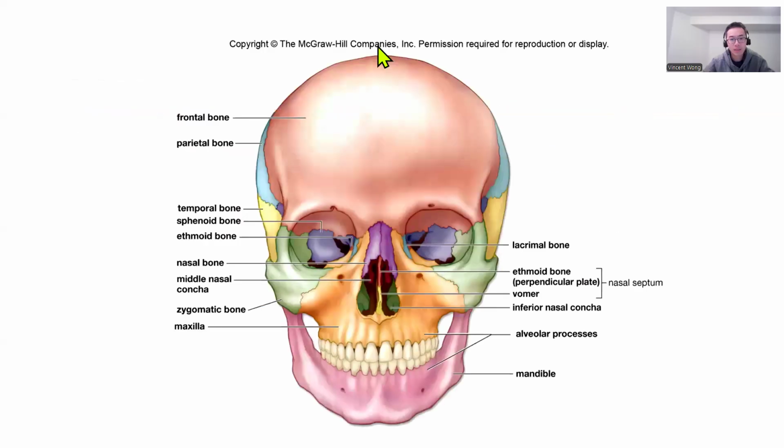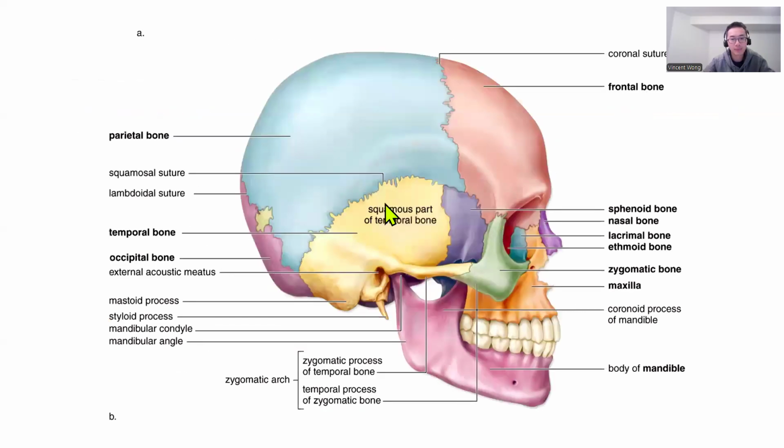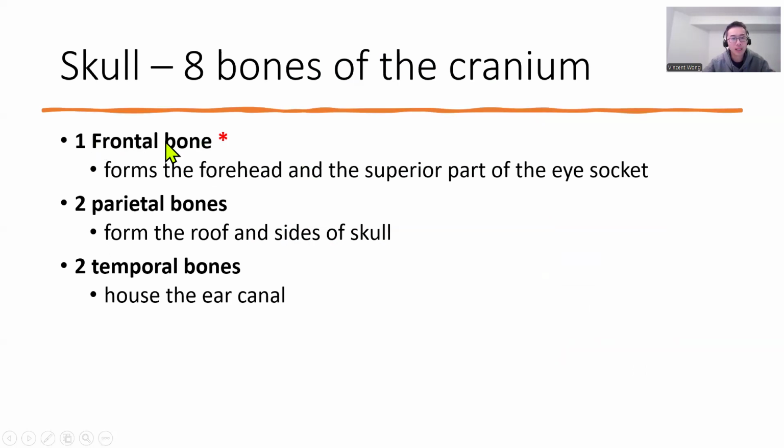All right. So here is the skull, and this is the side view. There are some things that you don't have to know, okay? Really specific stuff, like the coronoid process of the mandible and so on. You don't have to know it. You just have to know the bones of the skull, which are all listed here. So frontal bone, parietal bone, temporal bone, they are named after the lobes of the brain, so not terribly difficult.